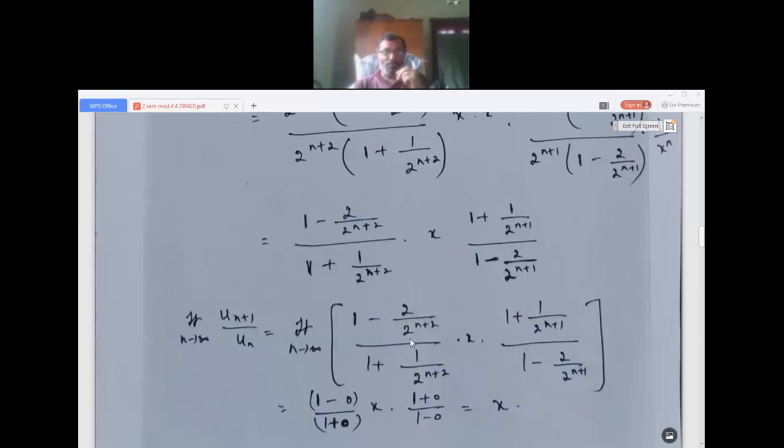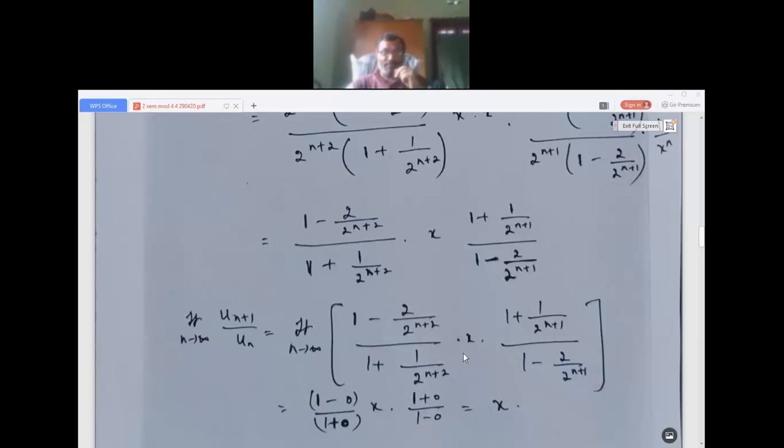So this will be 0, because 2 by 2 power n. 2 power n means 2 power infinity, that will be infinity. So 2 by infinity, 2 power n plus anything, 2 power infinity is infinity. So 2 by infinity is 0. Here also 1 is a fixed constant, divided by 2 power infinity. n is infinity, so 1 by infinity is 0. So here you have got 1 minus 0, 1, 1 plus 0, 1.